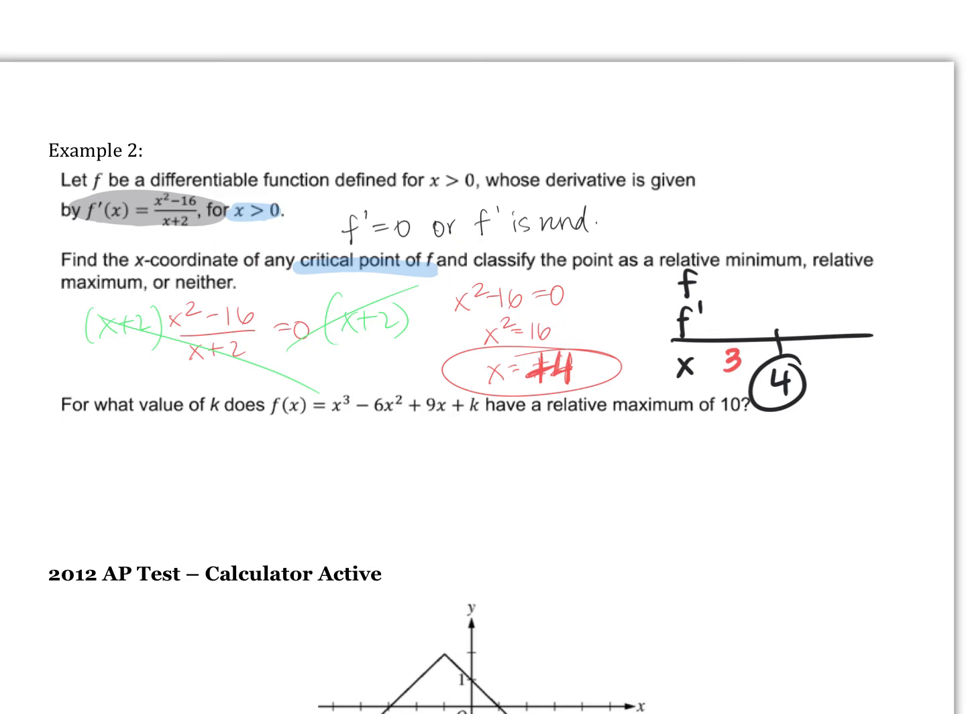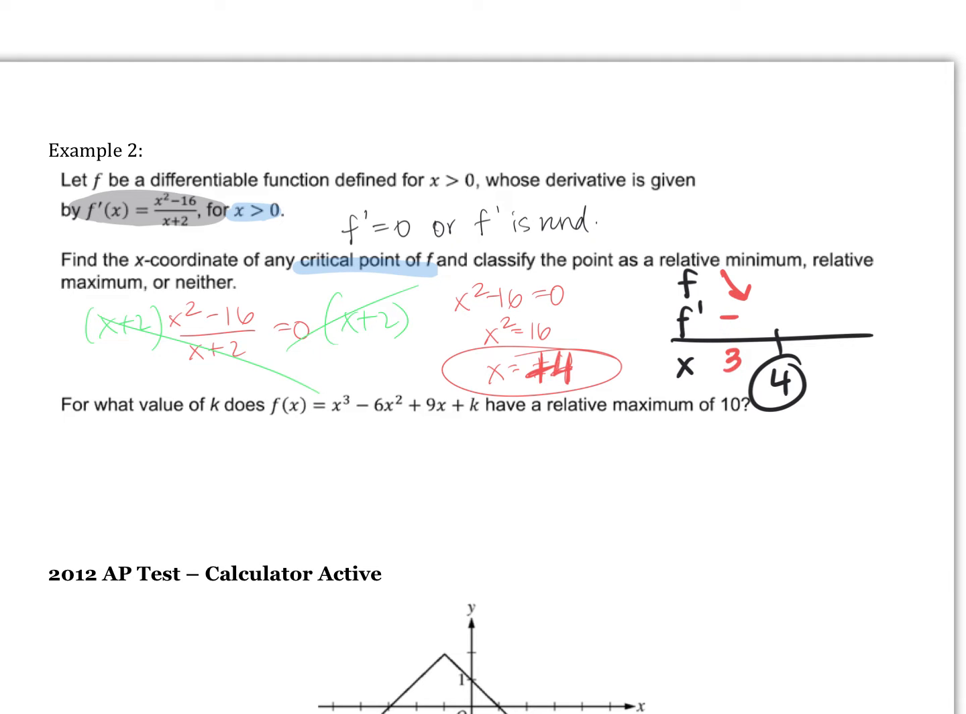Very good. What we have to do is plug this number into f prime. When I plug in a 3, would the top be positive or negative? Negative. What about a 3 on the bottom? Negative over a positive is a negative. When we're to the left of 4, my f prime is negative, therefore my function is decreasing.